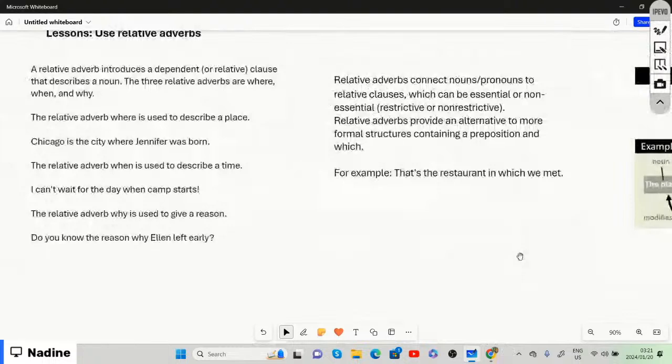All right, so we said that a relative adverb introduces a dependent clause. And remember, a dependent clause is not a clause that can stand on its own, right? A dependent clause needs to be joined by an independent clause in order to complete a sentence or thought. So the three relative adverbs we said are where, when, and why.